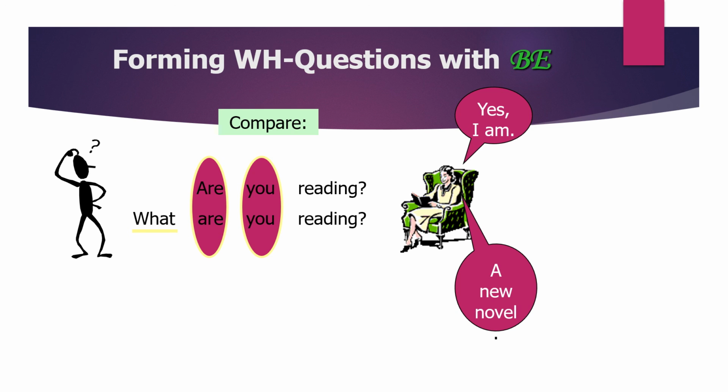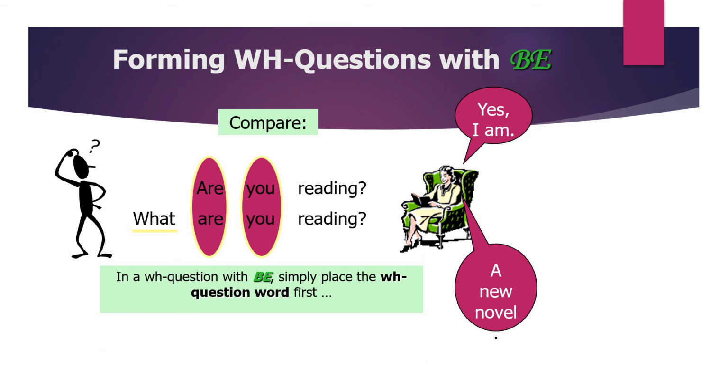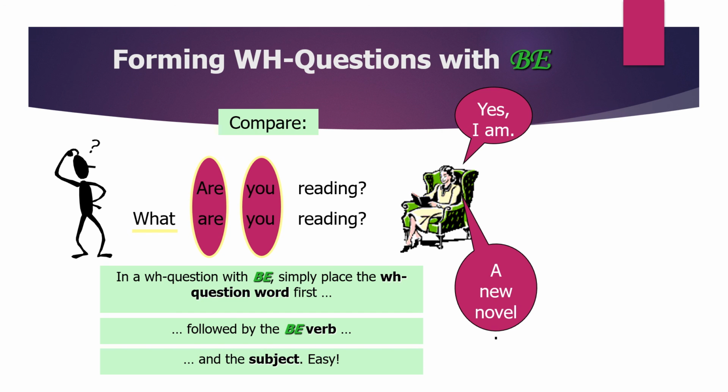All right, so to wrap up things, we're going to say that the first word of an information question or open-ended question is the WH word. Then we have the verb be, and then we have the subject.